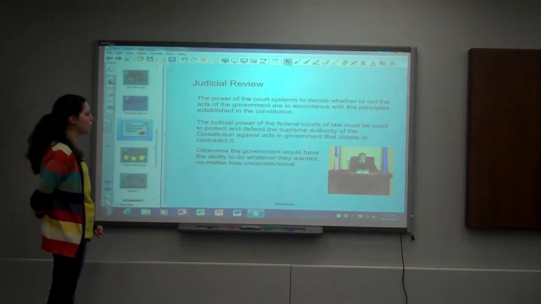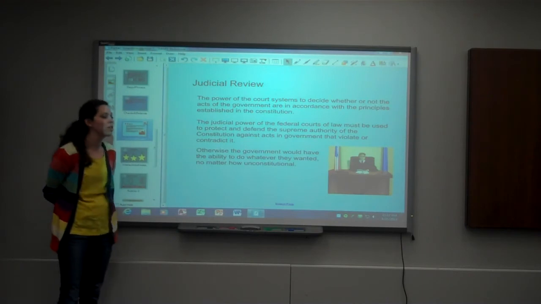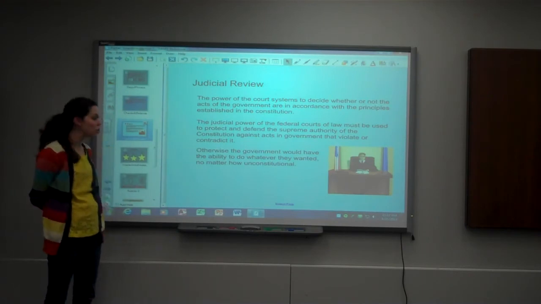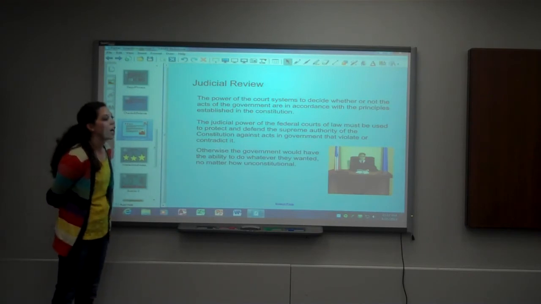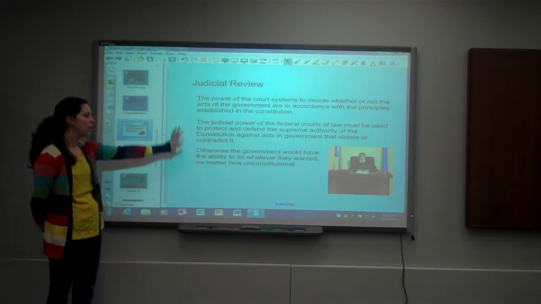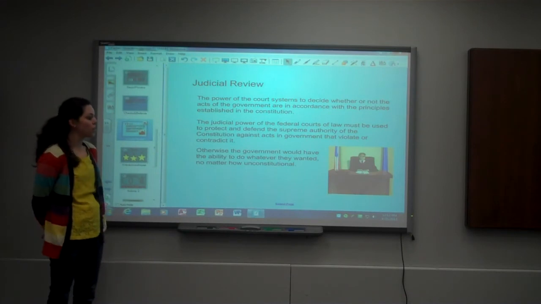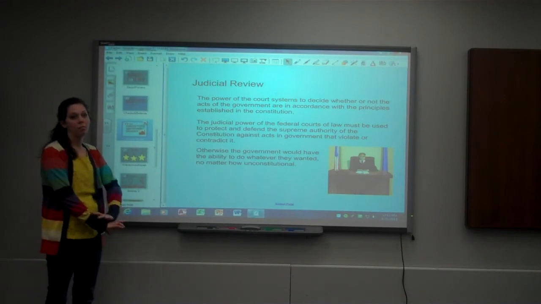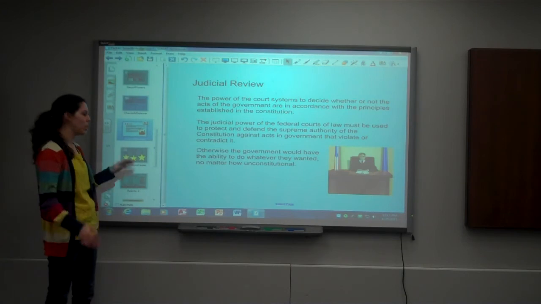And then we have judicial review, which is the power of the court system to decide whether or not something is unconstitutional. So if, say, the president signs a law and someone else is like, I don't think that's right, then through the power of judicial review, they can decide whether or not it is and then do whatever they decide.